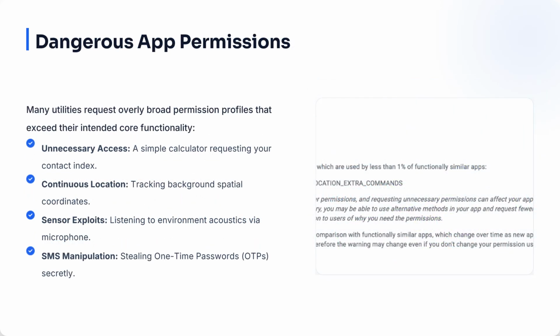Have you ever paused to look at the permission request when you install a new app? Think about this. Why would a basic calculator utility need access to your contact list, your microphone, or your SMS messages? The answer is it should not. This is called over-permissioning. Many malicious apps request broad access rights that exceed their actual functionality. If you grant a malicious app permission to read your SMS, it can silently intercept your one-time passwords (OTPs), giving hackers full access to your accounts.